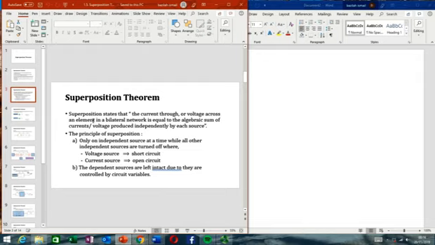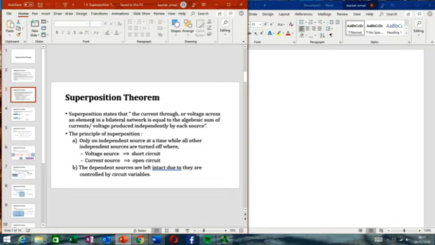Superposition states that the current through or voltage across an element in a bilateral network is equal to the algebraic sum of the currents or voltages produced independently by each source. So, as mentioned before, superposition is the only method that we can use if the sources are given in different frequencies.